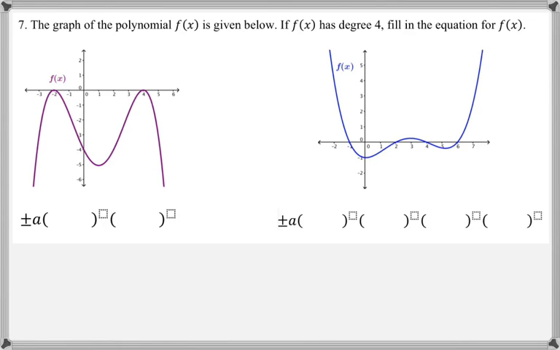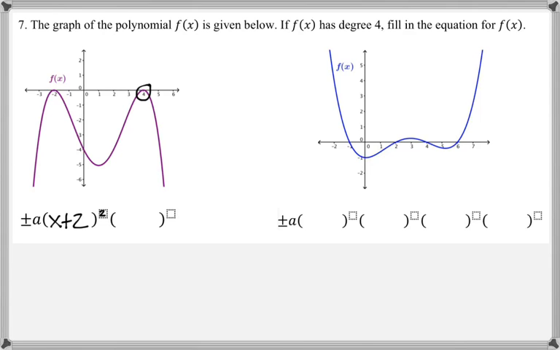So we see that the graph crosses here and here. Well, it actually doesn't cross, it just bounces off or touches it. So at -2, the corresponding equation for that would be x plus 2. And because it bounces off, we know this has to be an even power. So this has to be 2.